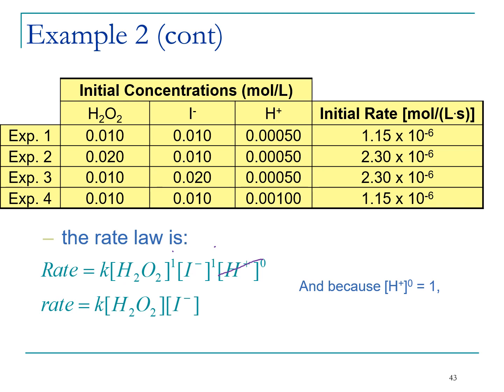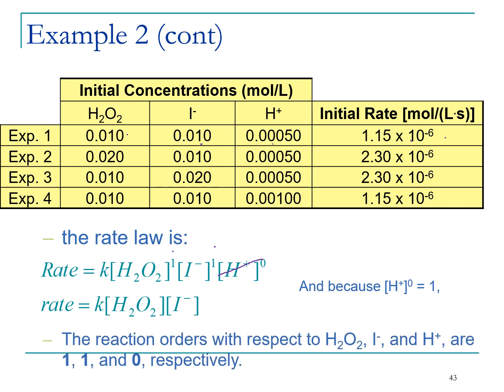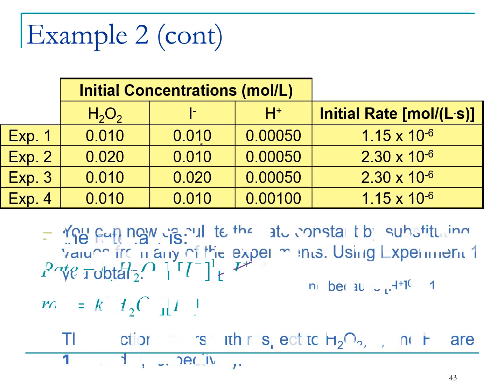Finally, you can plug in, it doesn't matter which one you use this time, you can use experiment 1. You can plug in these sets of data for rate, concentration, and solve for K. So the reaction order is first order with respect to H2O2, first order with respect to I negative, 0 order with respect to H plus, second order overall, because you add them all together, 1 plus 1 plus 0.